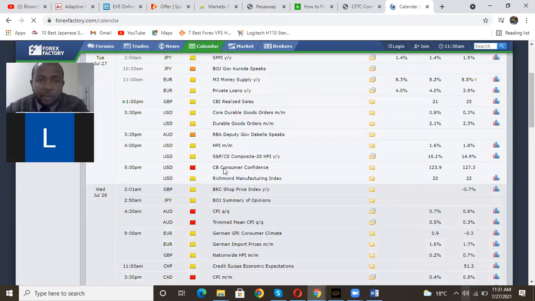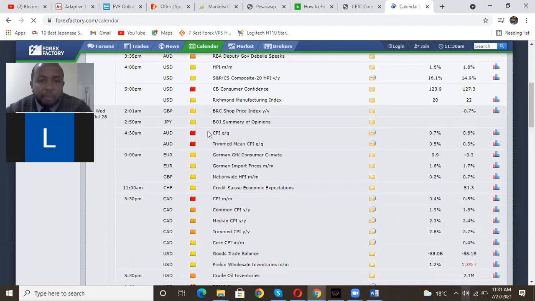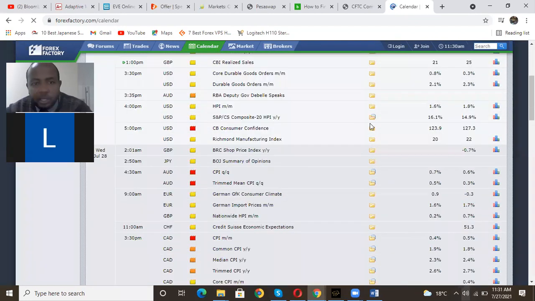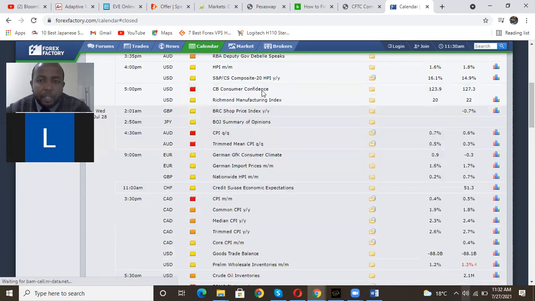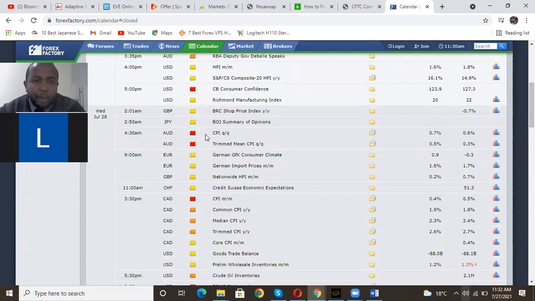So this week we have had CB. Let me explain, because I've given you a little bit of inflation and employment and the rest. Since Monday, today is Tuesday. Today we have CB confidence. What is CB confidence? This is the business confidence that people have. Financial confidence is a leading indicator of consumer spending, which accounts for the majority of overall economic activity. It is a survey of about 3,000 households. Business confidence means people need to know: are they confident enough that the economy is reopening? Are they confident enough that the economy is doing well? Then we have CPI.